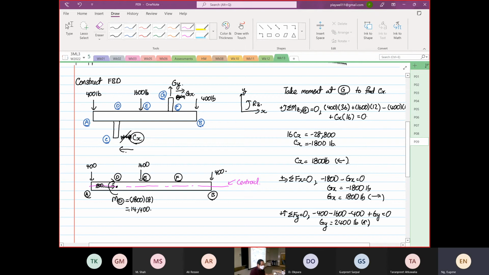Right? It's on our centroid, so it will not affect our shear force diagram. Can you see that now? Hello? Yes. Okay, it makes sense.